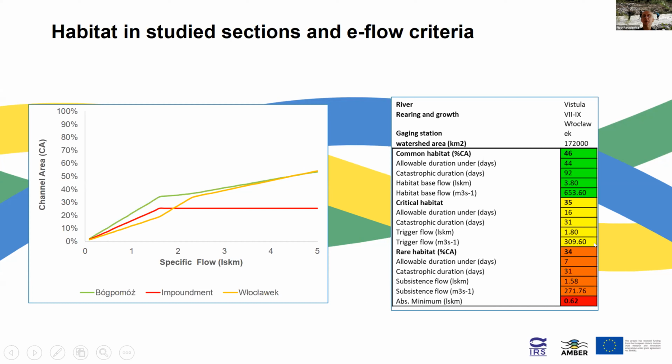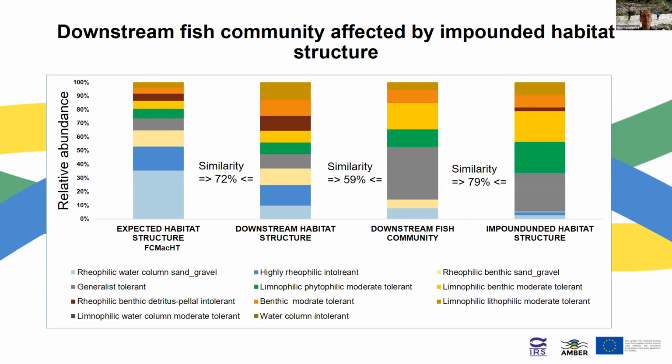The trigger flow would cause some management actions, and the typical flows of 650 cubic meters per second should be happening more normally over summer. Here we're talking only about the one bio period growth. I'm telling you these numbers because I will be showing you the Guadalhorce River in a few minutes so that you can see the difference.